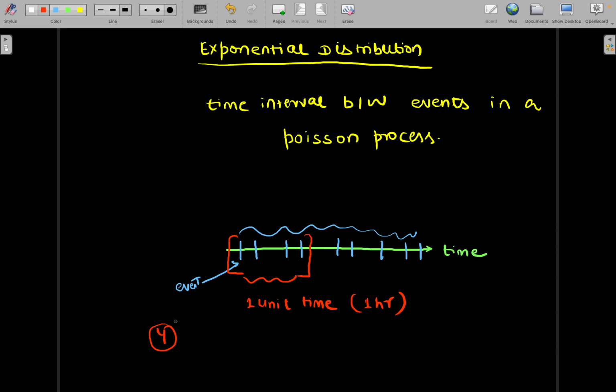If you want to measure the number of events per unit time, we use the Poisson distribution. I am again repeating: if we want to measure the number of events per unit time, we use the Poisson distribution. And if you want to measure the difference in time interval, then you need to study the exponential distribution.